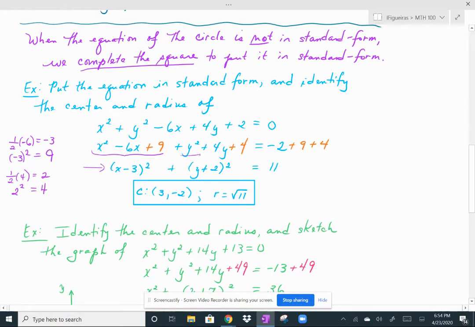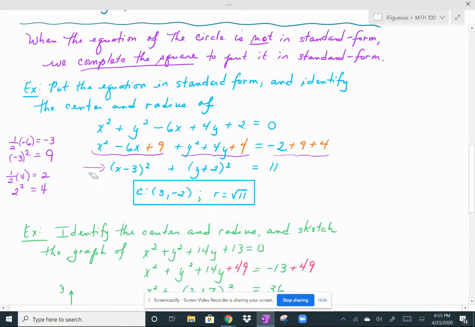And when you factor y squared plus 4y plus 4, well, that's just y plus 2 times y plus 2, which is y plus 2 squared. And when you simplify the right side, negative 2 plus 9 plus 4, well, that has a value of 11. So that's my equation now in standard form.